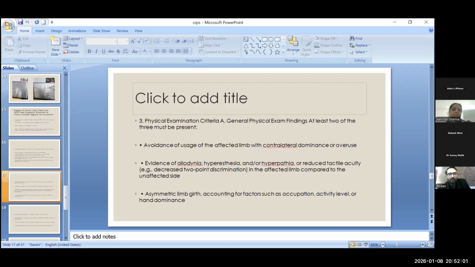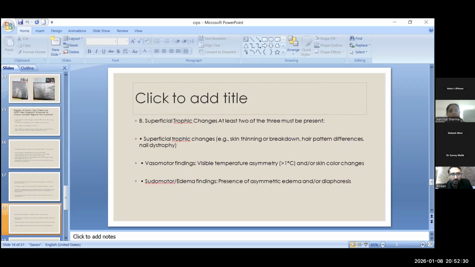On physical examination, there are more criteria. Criteria A, general physical exam findings, at least 2 of the 3 must be present. Avoidance of usage of the affected limb with contralateral dominance or overuse. Evidence of allodynia, hyperesthesia, and hyperpathia or reduced tactile acuity, for example, decreased 2-point discrimination in the affected limb compared to the unaffected side. Asymmetric limb girth, accounting for factors such as occupation, activity level, or hand dominance.